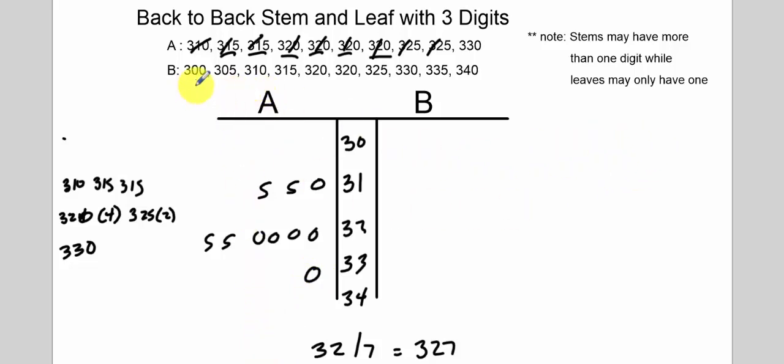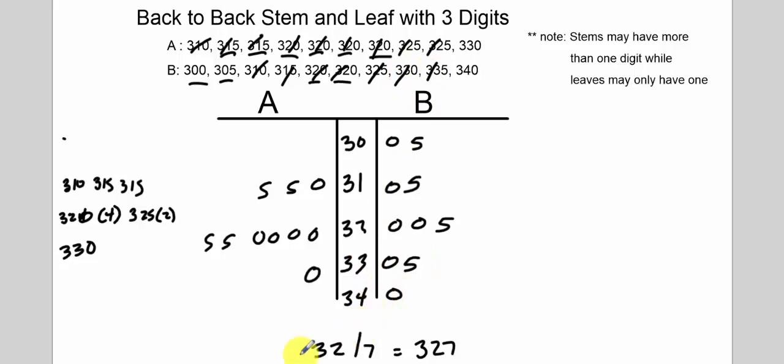I've got from 300 to 310, I've got 2 numbers. And it looks like this is all in order for me, so I'm just going to go a 0 here and a 5 here. From 310 to 320, I have 2 numbers, a 0 and a 5. In this, I've got 2 zeros, a 5. I've got in the 330 range a 0 and a 5. And in the 340 range, a 0.